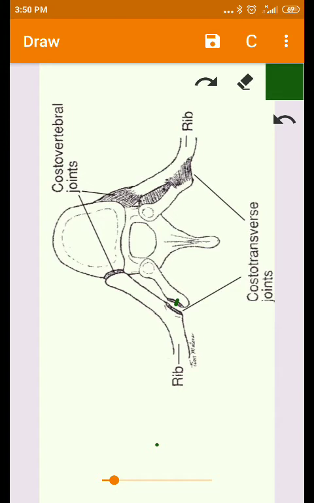and the last two ribs have neither articular tubercles nor costotransverse joints. Okay, so the costotransverse joint is a plain synovial joint.